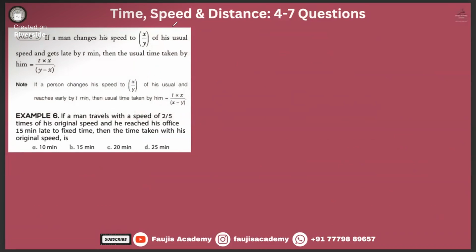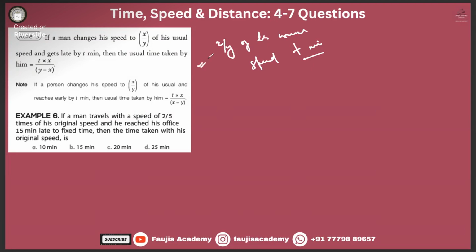Look, I'm not a very big fan of formulas per se, but if you want to learn formulas, I came across this one in the book, so it was imperative for me to tell you about it. So let's learn. If a man changes his speed to x by y of his usual speed, and gets late by t minutes, then the usual time taken by him is t into x divided by y minus x. This is what they have given.